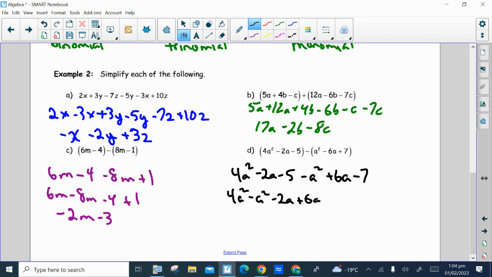We can combine those, and then the a's are a different set of like terms. Like terms have the same variable with exactly the same exponent. You can only add a squareds and a squareds together, as well as a's and a's together. And I say add, but it's the same as subtraction. If you have 4a squared and you take away one of those a squareds, that leaves you with 3a squareds. Negative 2a plus 6a is positive 4a, and negative 5 take away 7 is negative 12. And there's the final simplified answer.